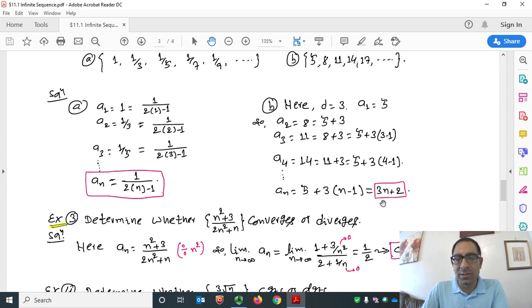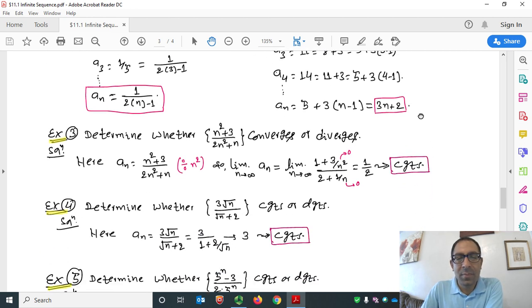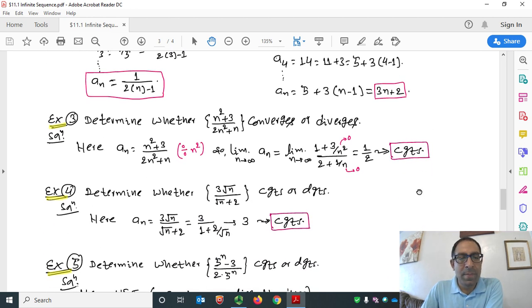So a_n equals 3n plus 2. So this is the nth term of this given sequence. Awesome. Now let's move on. Now let's do example 3.